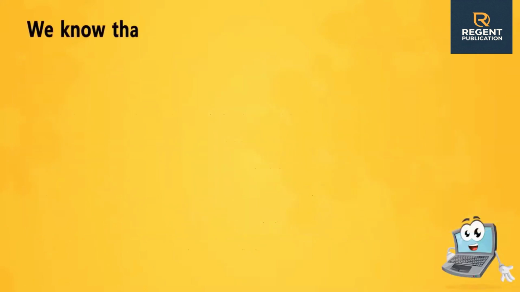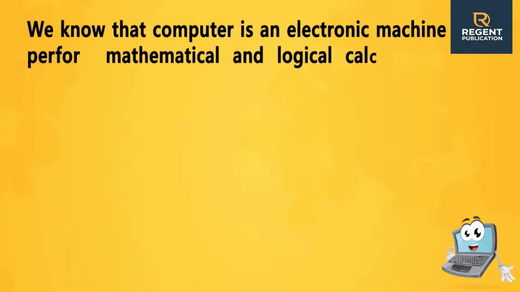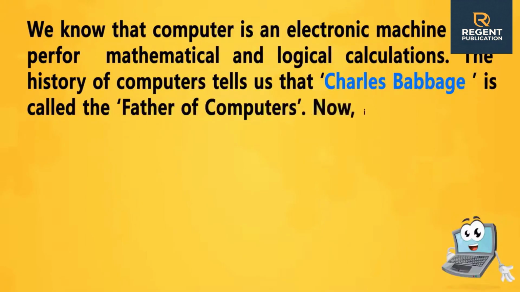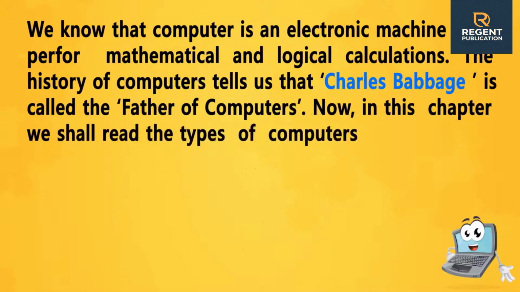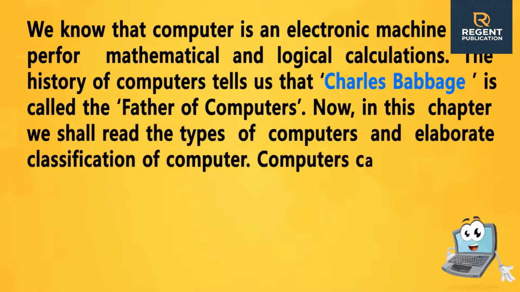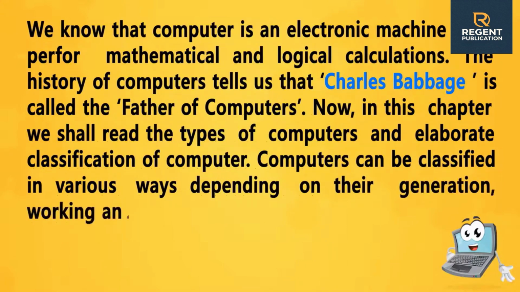We know that a computer is an electronic machine that performs mathematical and logical calculations. The history of computers tells us that Charles Babbage is called the father of computers. Now, in this chapter, we shall read the types of computers and elaborate classification of computers. Computers can be classified in various ways depending on their generation, working, and brand.